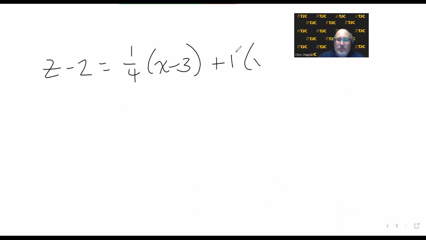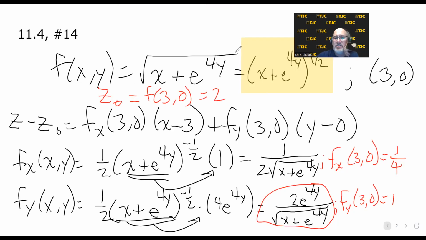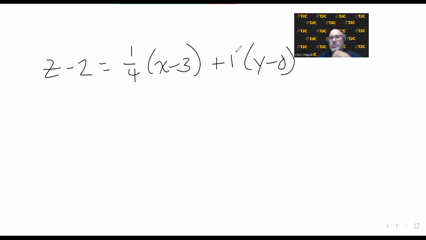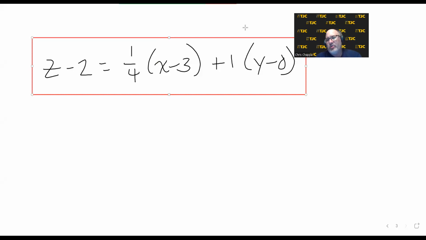This means our equation is z minus 2 equals 1/4 times x minus 3 plus 1 times y minus 0. Let me double check that real quick. Coefficient on the x's is 1/4, on the y's is 1. Number being subtracted from the z is 2. And our point is 3, 0. Everything looks good. So this is a perfectly acceptable answer. There are other variations of this answer, such as distributing, solving for z, et cetera, et cetera.